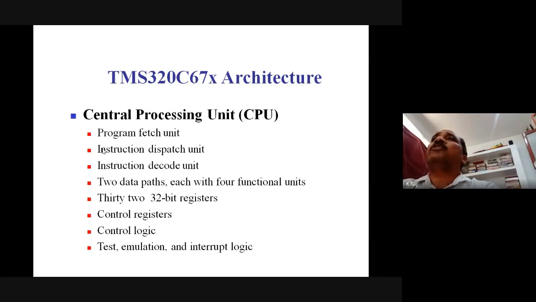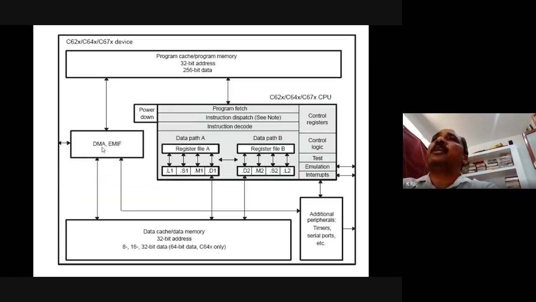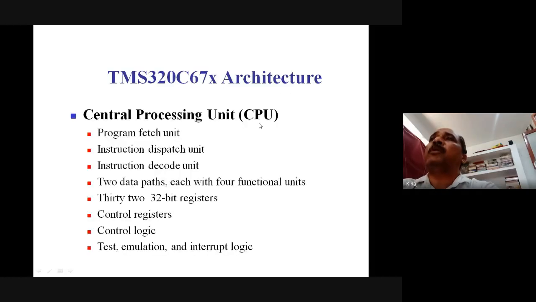Now, if we come to the central processing unit, which we have described in this one, this is the central processing unit shown in brown color here. It has different sections like the program fetch unit, instruction dispatch unit, instruction decode unit, 2 data paths which we have described in the flowchart, and the 32-bit registers. There will be 32 registers having the word length of 32 bits, and control registers, control logic, test, emulation, and interrupt logic.